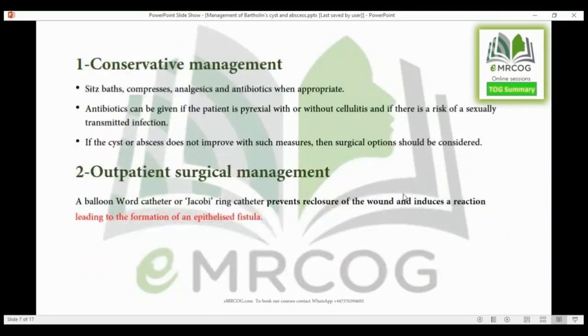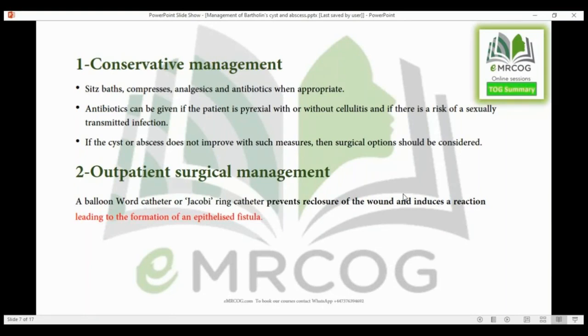Do we have conservative management? Yes, we have. We can tell our patient that she can try sitz baths, compresses, and analgesics, and we are going to prescribe antibiotics only when we have signs and symptoms of apparent inflammation. Cysts do not need antibiotics. In the majority of patients, they do not need antibiotics.